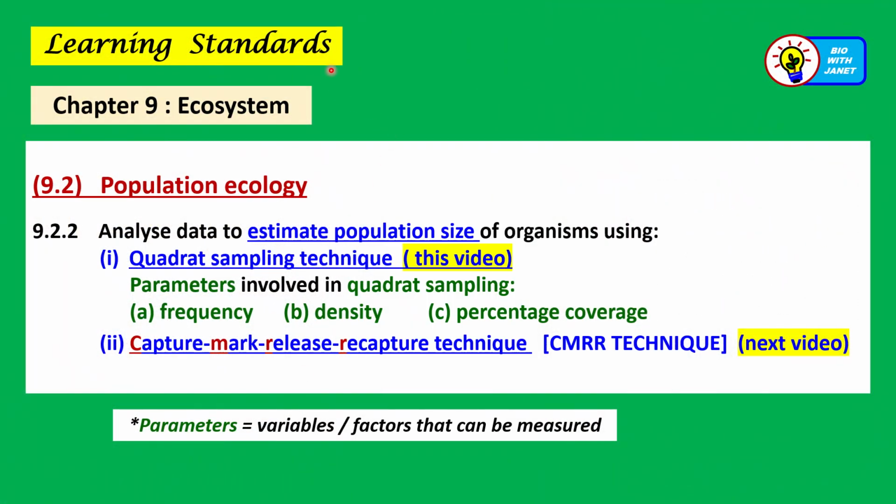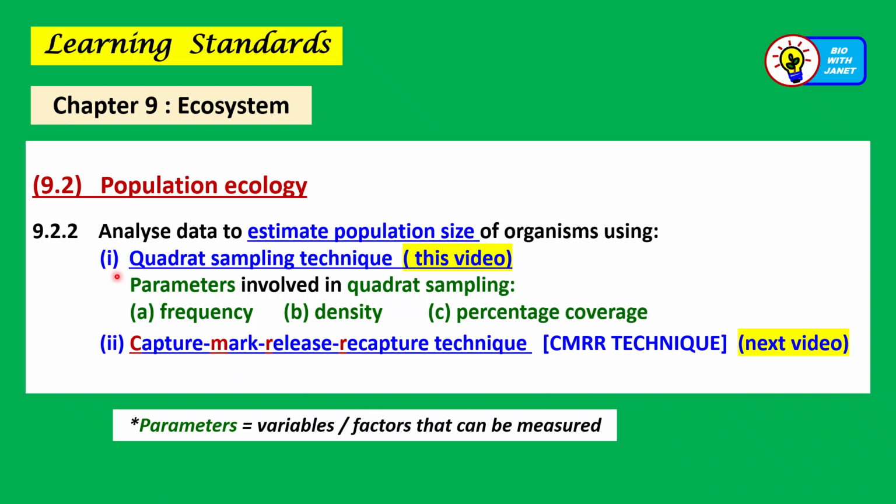The learning standards are as follows. Chapter 9, Ecosystem, 9.2, Population Ecology. After this lesson, we should be able to analyze data to estimate population size of organisms using number 1, the quadrat sampling technique, which should be discussed in this video, and number 2, the capture mark release recapture technique, CMRR technique, which will be discussed in the next video.